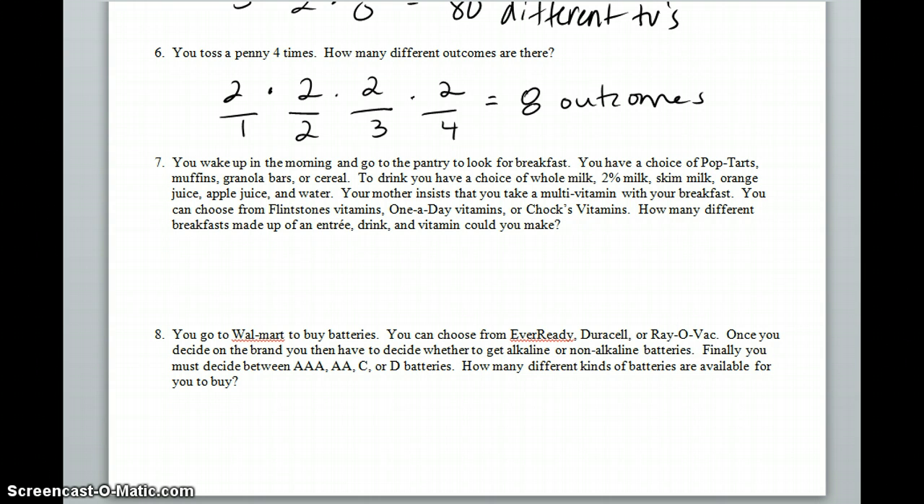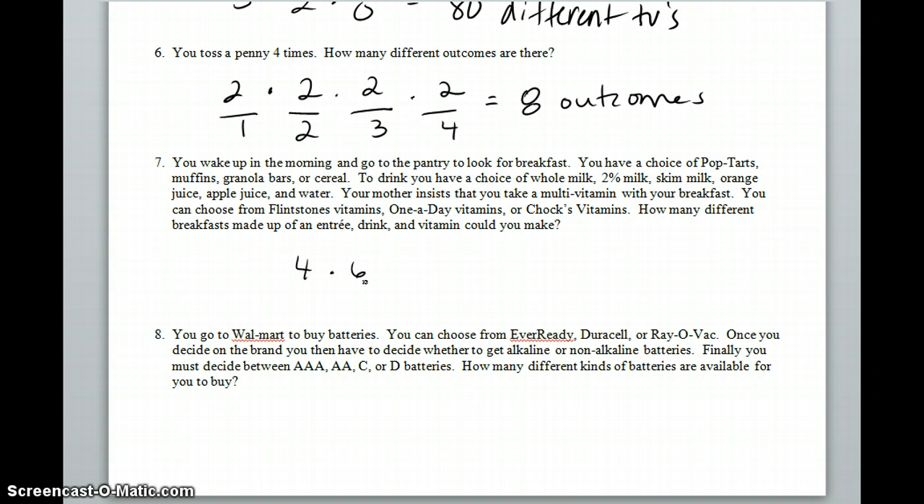All right, let's go through them. So let's take a look at number 7. You have a choice of Pop-Tarts, muffins, granola bars, or cereal. So that's 4 different choices. To drink, you have a choice of whole milk, 2% milk, skim milk, orange juice, apple juice, and water. So that's 1, 2, 3, 4, 5, 6 choices.